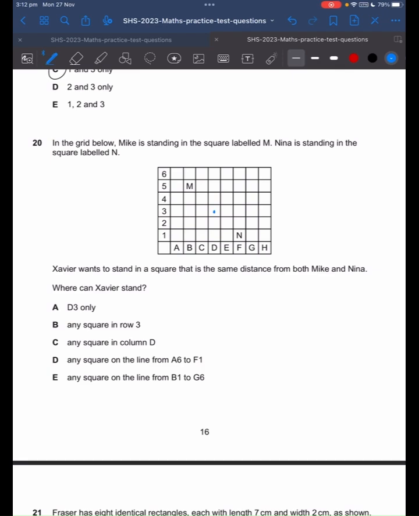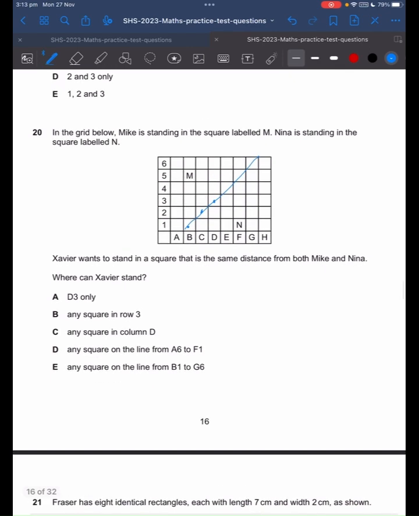Since it's exactly in between, yes, they'll be the same distance. But it's important to consider that the question doesn't ask that it has to be the shortest distance. So, even if they're here, they're the same distance apart from Mike and Nina. Even if they're here, they're the same distance apart from Mike and Nina. Following this pattern, we can see that if they stand anywhere along this line, they'll be the same distance from Mike and Nina. So Xavier can stand anywhere from B1 to G6. So the answer would be E.